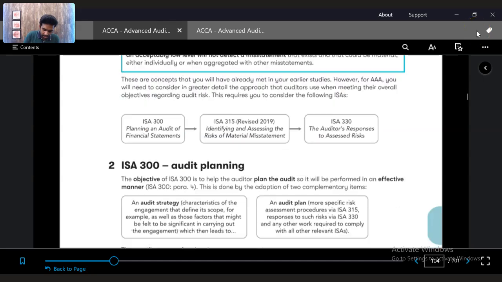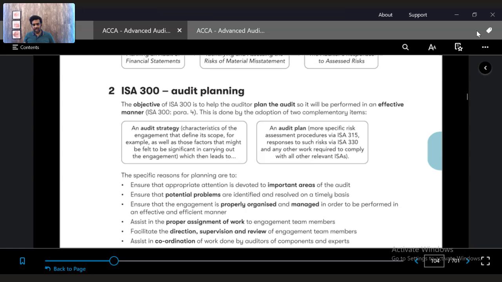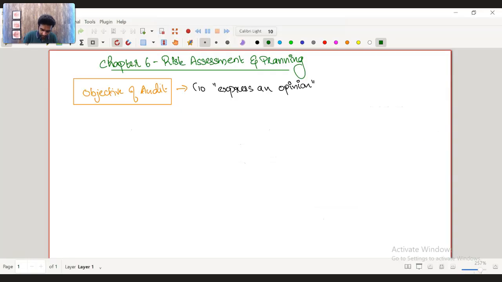So in this topic, we are going to learn about ISA 300 audit planning. What is the objective of an auditor? The objective of an auditor is to give an opinion, right? Now, if the auditor wants to give an opinion, does he want to give a wrong opinion or the right opinion? He wants to give a right opinion. I'm not talking about unmodified or modified. I'm talking about the right opinion or a wrong opinion. What is a right and wrong opinion? Let's try to understand that.